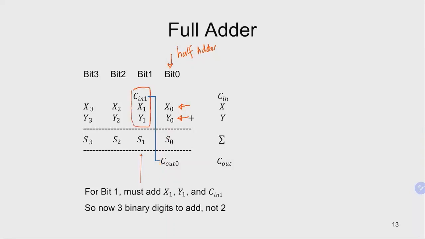We need to add 3 bits. So we need to add x1, y1 with Cin 1. And Cin 1 could be 0 or 1 depending on the bit 0 addition. So we're now doing 3-bit binary additions, not 2. And this is what we call a full adder. In the half adder, we do not have a carry bit to consider, and therefore it's only 2-bit addition. So 2 inputs give you 2 outputs. But here we have 3 inputs, and again it's going to give us 2 outputs. So we still have the sum and the carry.